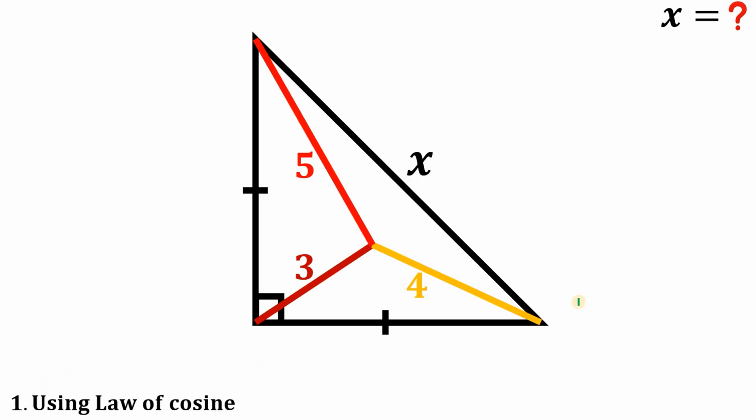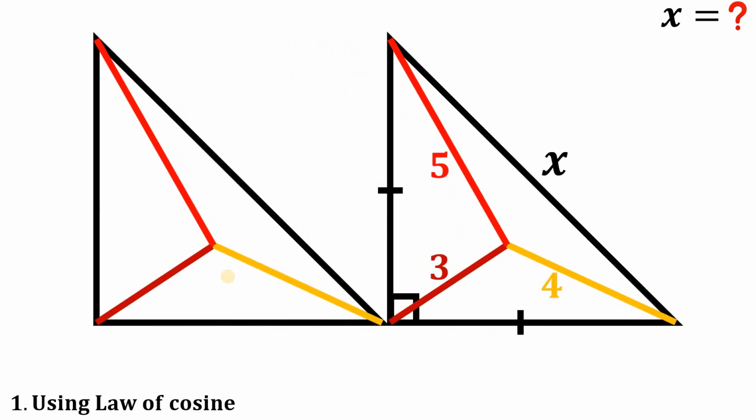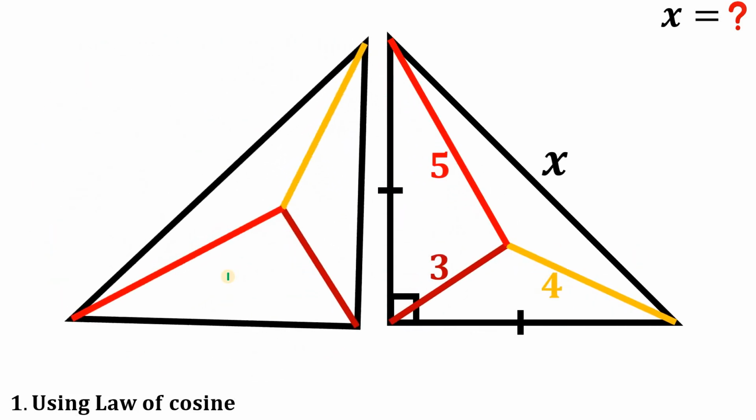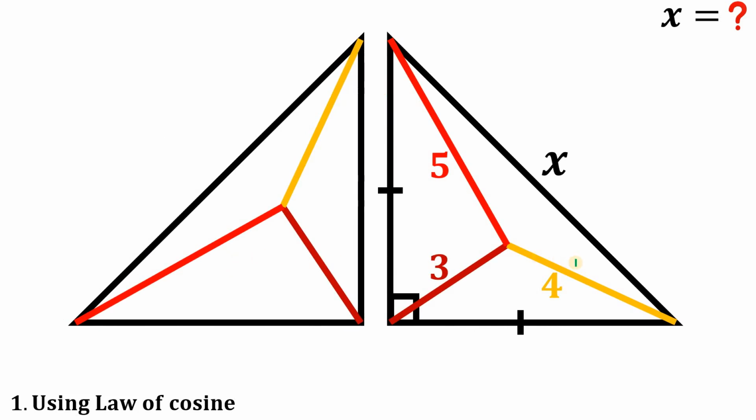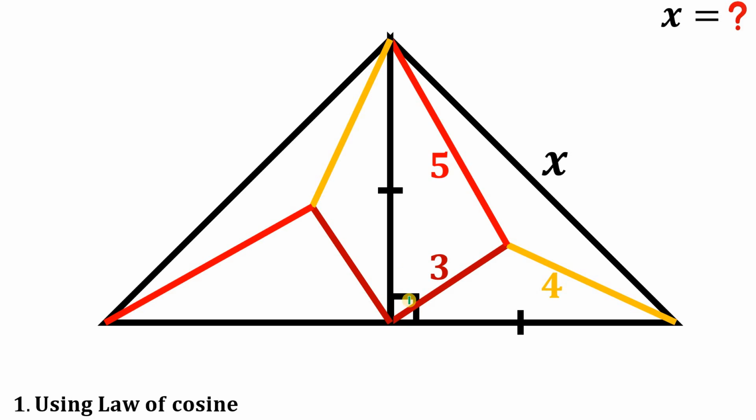Alright, so to answer this question using the law of cosine, what we're going to do is to get a copy of this triangle like this. Now flip this over like this. Since it is an isosceles right triangle, if we connect these two, they fit perfectly to one another.